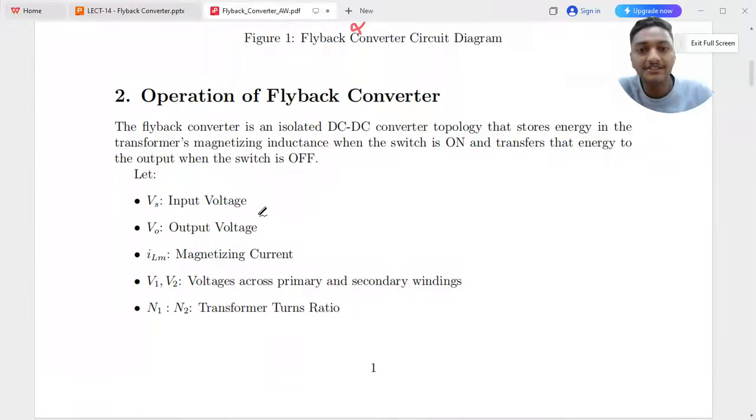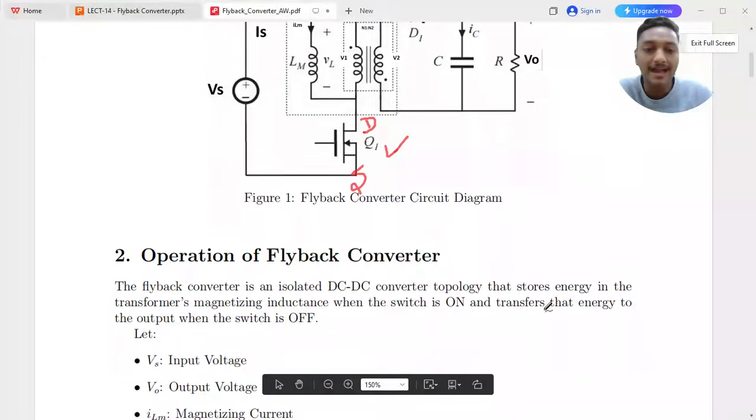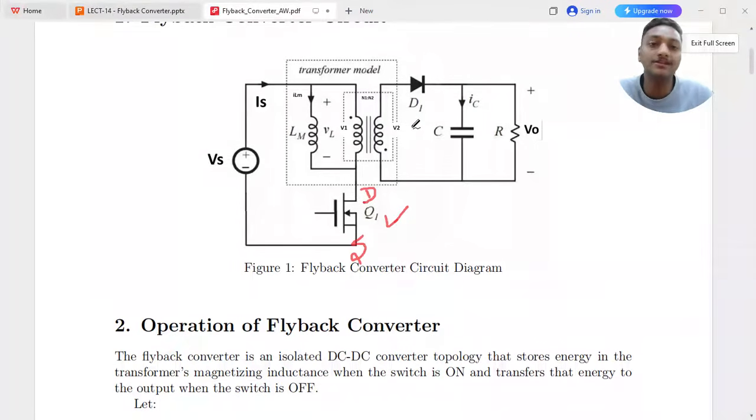The operating principle is, as I have already told you, that the flyback converter is an isolated DC-DC converter topology that stores energy in the transformer magnetizing inductance. This Lm will store the magnetic energy when the switch is on and transfer the energy to the output when the switch is off. So the transfer of the energy is very important. That is why the dot polarity is like this.